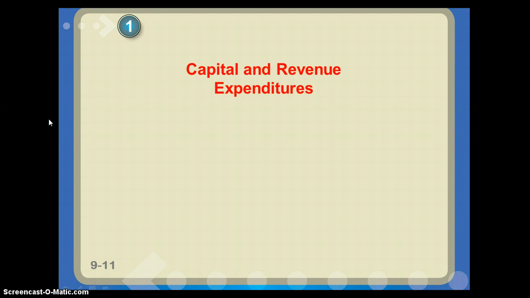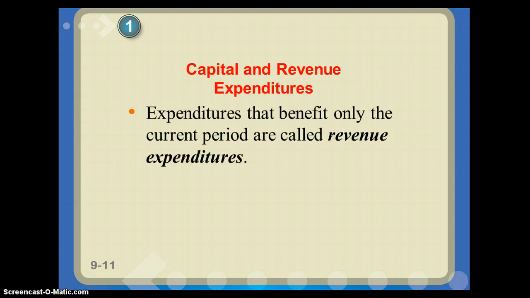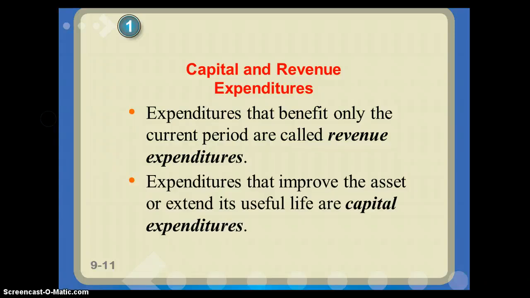Capital and revenue expenditures are two different things. Revenue expenditures are expenditures that benefit only the current period. So they affect only the revenue for that period, that short-term income. Capital expenditures are expenditures that improve or extend the life of an asset, so something more long-term. Revenue expenditures are short-term gains. Capital expenditures are over the long run.